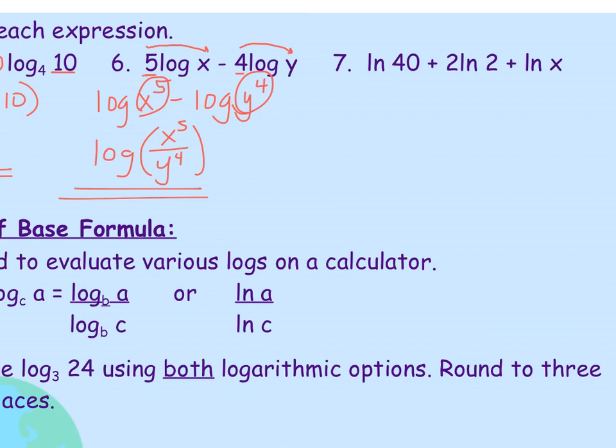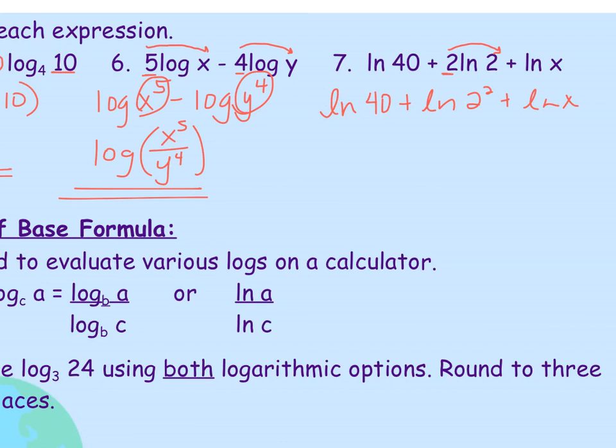Condensing will work for ln just like it does for log. So I see ln 40 plus 2 ln 2 plus ln x. The first thing I'm going to work with is that coefficient. So we're using those properties in reverse order. Anytime you have a coefficient, I'm just going to put it up as an exponent. That gives us ln 40 plus ln 2 squared plus ln x.